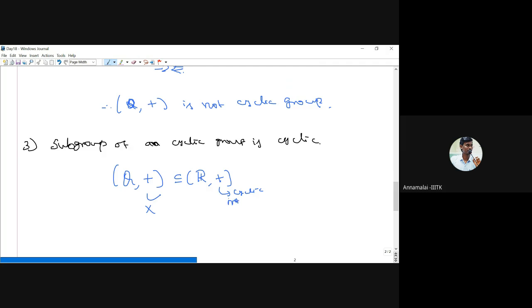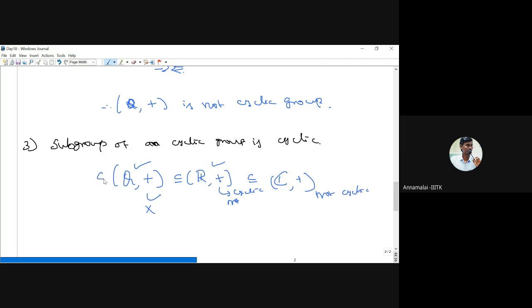Therefore, if a small group is not cyclic, then any bigger group containing it is also not cyclic. Similarly, the complex numbers C with respect to addition is also not cyclic. Why? Suppose C comma plus is cyclic, then all the subgroups should be cyclic. In particular, Q comma plus is a subgroup of C comma plus, or you can take R comma plus, also a subgroup of C comma plus. But we know that Q comma plus is not cyclic, therefore R comma plus is not cyclic. Therefore, C comma plus is also not cyclic.